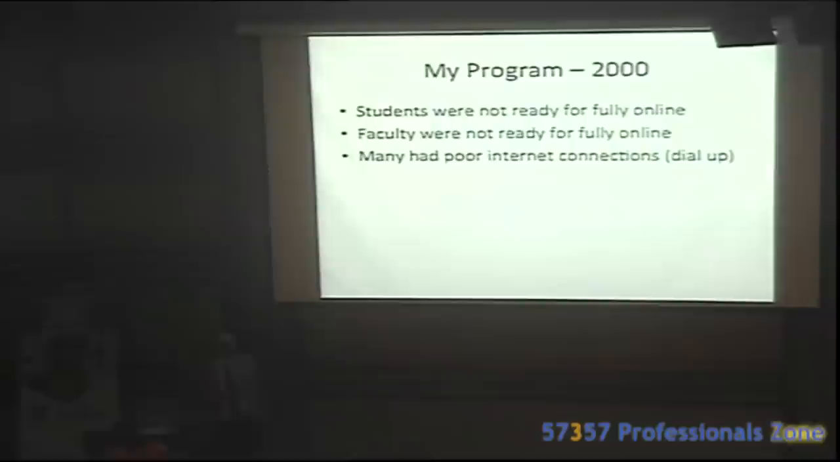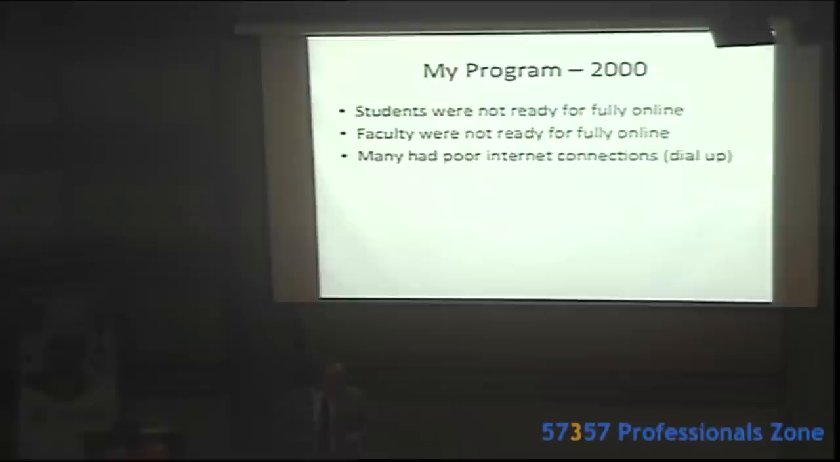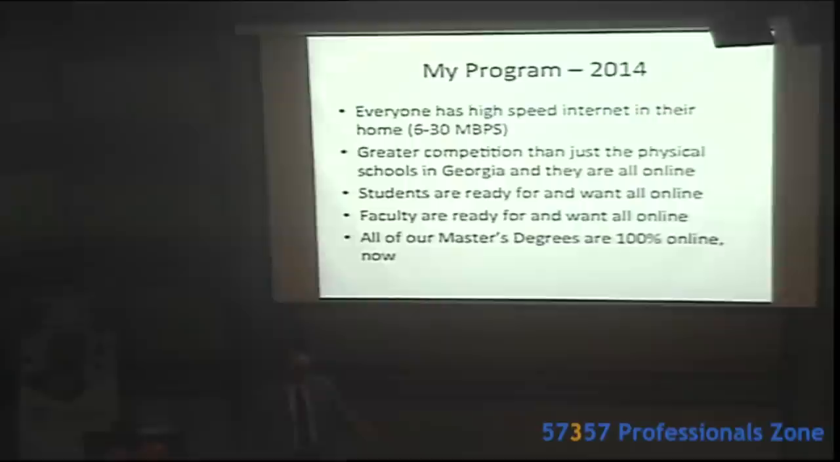And the other thing was that back then a lot of people did not have anything more than a dial-up connection. Have you ever had a dial-up connection, where it goes like that, through the phone? It was really, really slow and very unreliable. So if you fast forward from 2000 to 2014, everyone in the United States now has high bandwidth connections in their homes, ranging between 6 megabits per second and 30 megabits per second. So everybody has a pretty fast internet connection in their home.